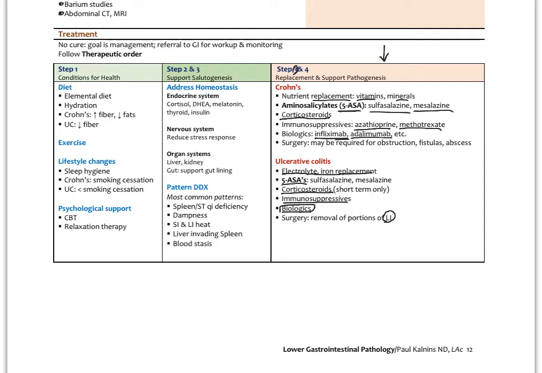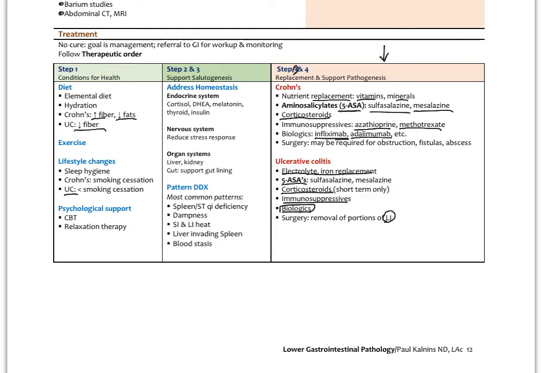The typical step 1 therapies would be more simple: elemental diet. Hydration. In Crohn's, usually higher fiber, less fats is more helpful. In UC, fiber can be an issue, so usually fiber is not emphasized. Exercise, sleep hygiene. Again, in Crohn's, smoking cessation is better. Usually, ulcerative colitis is worse for a period of time, usually a few months after smoking cessation. So that's not to say they shouldn't stop smoking, but there might be a flare-up in that time. And then CBT, relaxation therapy, these would be potential things.